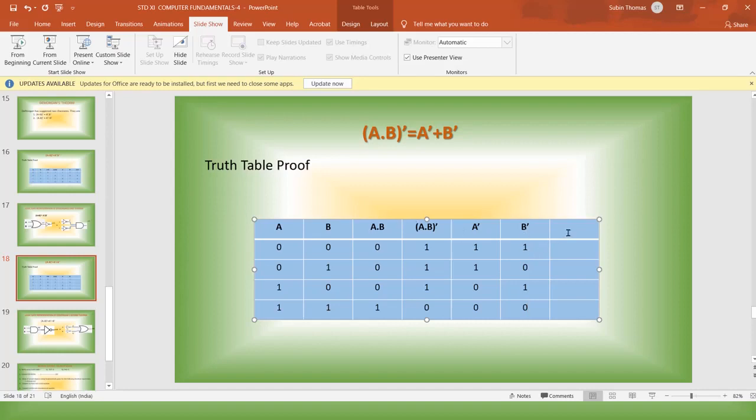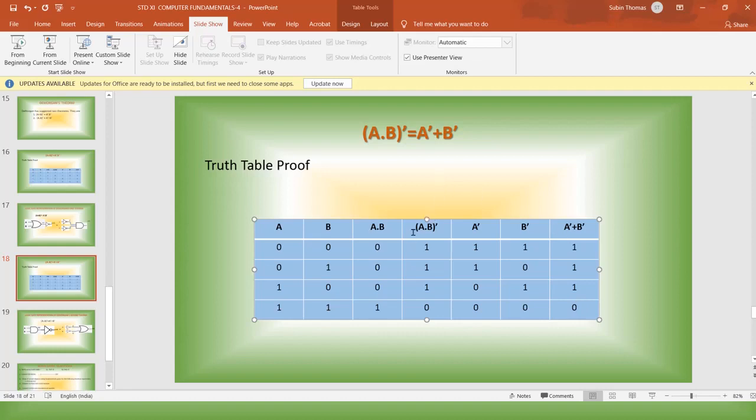So now the next operation, A complement plus B complement. That means OR operation. A complement is this one and B complement is this one. So OR operation. If any one of the inputs is 1, then the output is 1 in OR operation. So here 1, this is 1. And here 1 and this also 1. Check it, both left and right are equal.